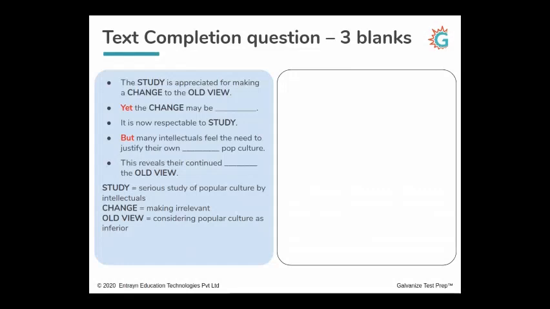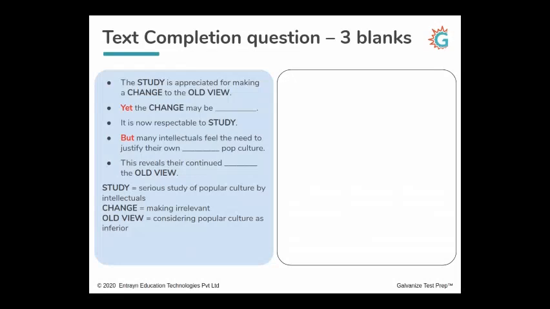Okay. So still is used when you're going to emphasize that something contrary has happened. Okay. So yet is slightly different from but, and you have to understand that. Okay. Yet the change may be blank. So study is appreciated for making a change, yet the change may be something. Okay. It is now respectable to study, but many intellectuals feel the need to justify their own blank popular culture. Okay. This reveals their continued blank worldview.